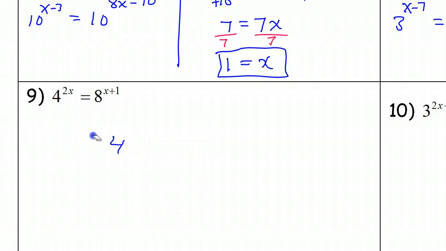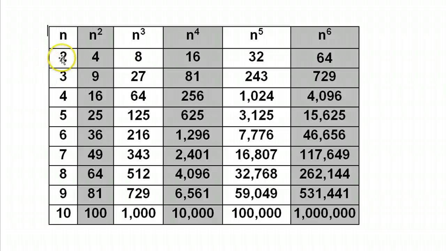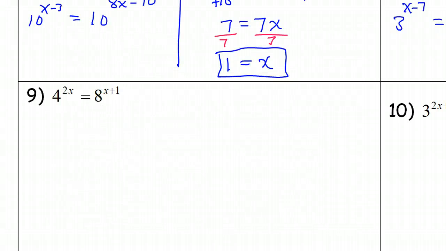Instead, both of these can be rewritten as base 2. I mean, look at the chart. If you look at base 2, 4 and 8 can both be written as base 2. So that's what you got to do. 4 is 2 squared. 8 is 2 to the third power. So that's how you rewrite 4 and 8.